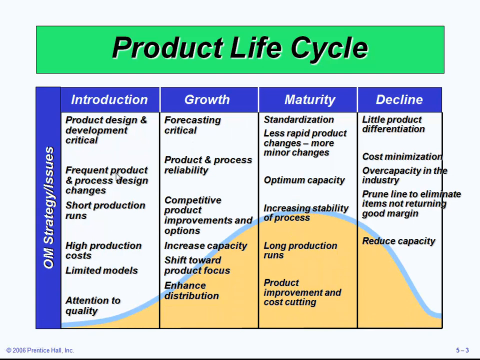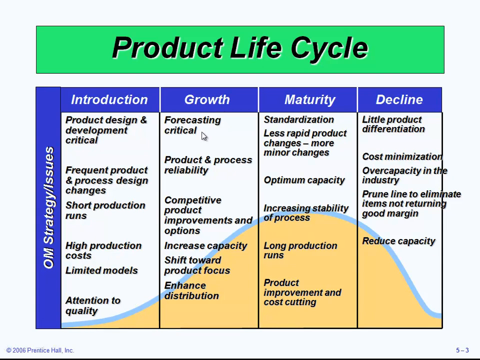So the design and development team's role is concentrated mainly in the first phase. You will see in the other phases there is participation from engineering or from the development or design team, but not as much as in the first phase. In the first phase, or the introduction, the product design and development is critical. Then we have frequent product and process design changes. Then we have short production runs, high production costs, limited models, and attention to quality.